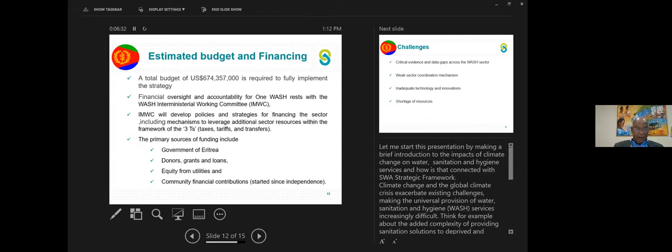The primary sources of funding expected include, first, the government of Eritrea. We really try to rely on ourselves first. We also have partners, grants and loans as a source of our funding. Equity from utilities and community financial contributions are also among our sources of funding.